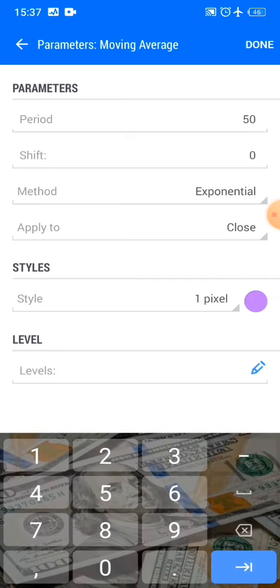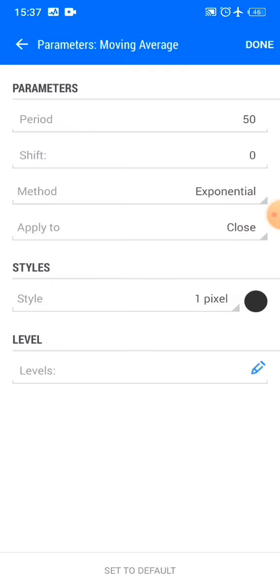Then I'm going to set the period to 50. Shift is 0. Method exponential, applied to close. Color I'm choosing black, and click done.